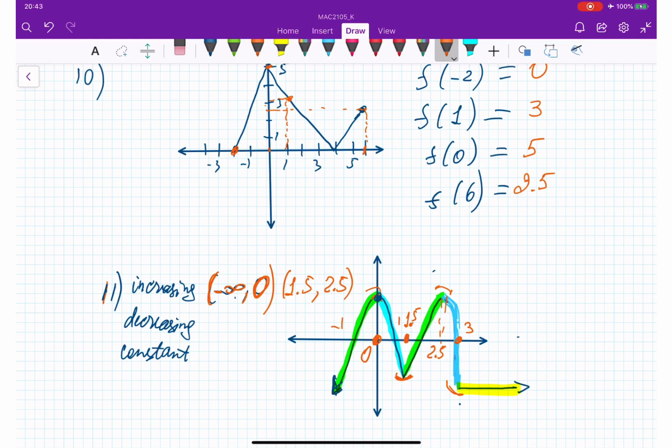Next, decreasing. It's going to decrease from 0 all the way to 1.5 on the x. The blue color is changing here, at 1.5. And then it's decreasing from 2.5 all the way to 3, right? This point, that's a value of 3. Next, constant from the point of 3 going towards positive infinity, right? Yes, on the x. There we go. We are done.